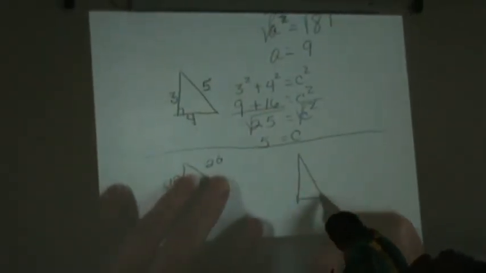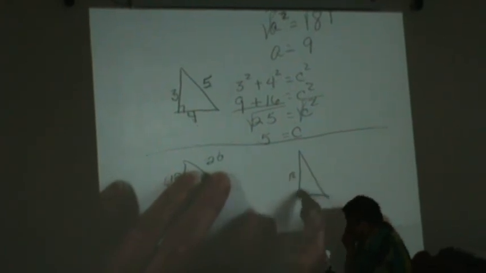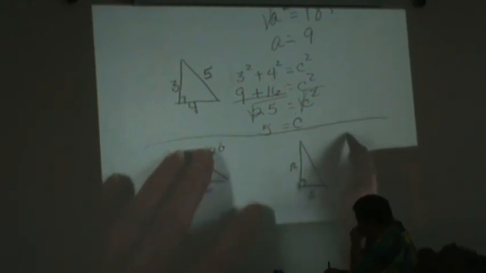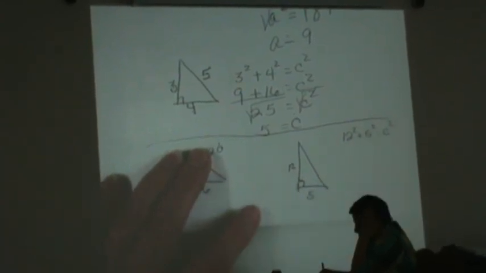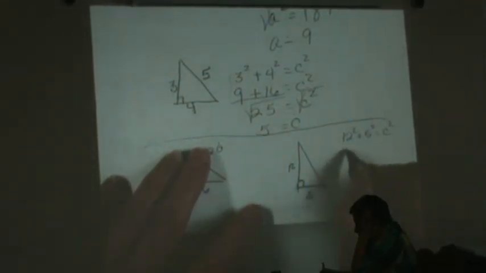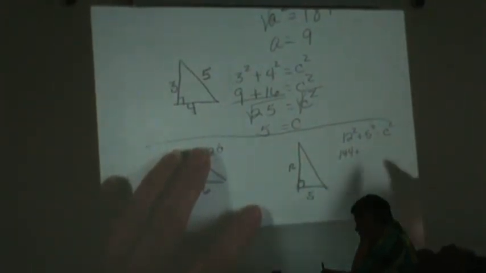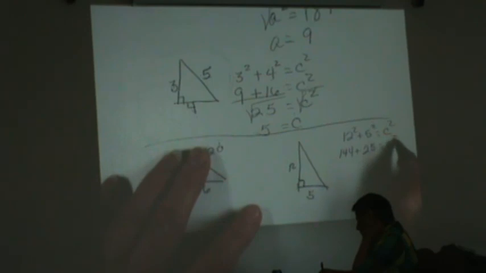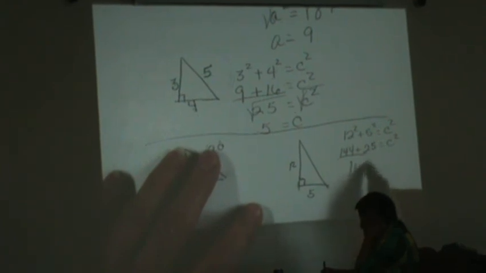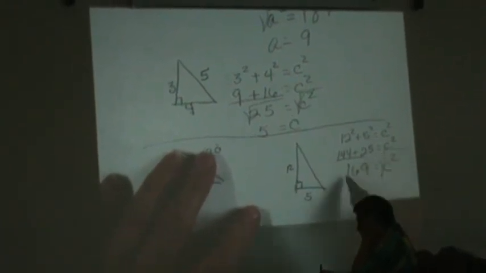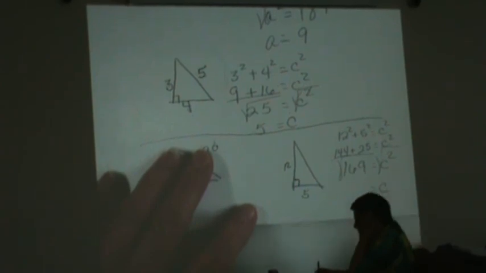Okay, let's do another one here that's not 3, 4, 5. Let's do 5 and 12. That's not one of the 3, 4, 5s. Okay, our A is 12. 12 squared plus 5 squared equals C squared. 12 squared is 144. 5 squared is 25. Add 144 and 25. 169. What's the square root of 169? 13.